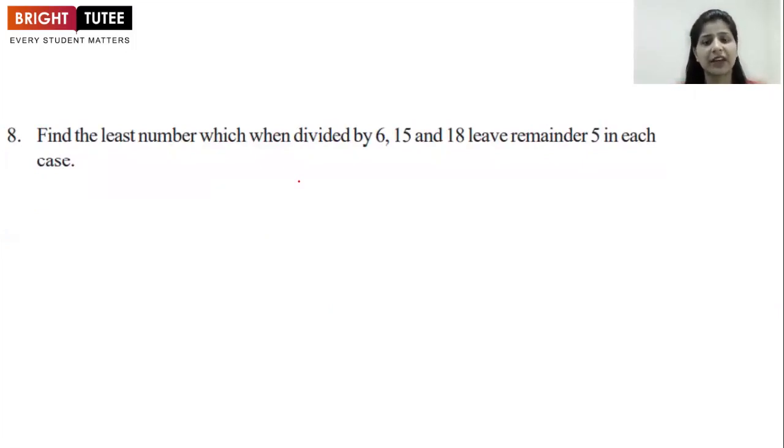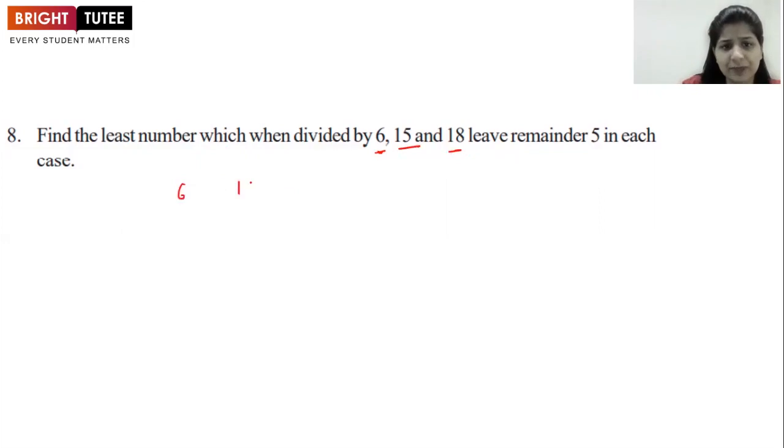leaves remainder 5 in each case. What is it leaving? Remainder 5 in each case. That means that number when we divide it by 6 leaves the remainder 5. When we divide it by 15 the remainder is 5. When we divide it by 18 then also the remainder is 5. Because they are asking the least number, students will go for LCM, and the LCM will give us a number which is exactly divisible by these three.